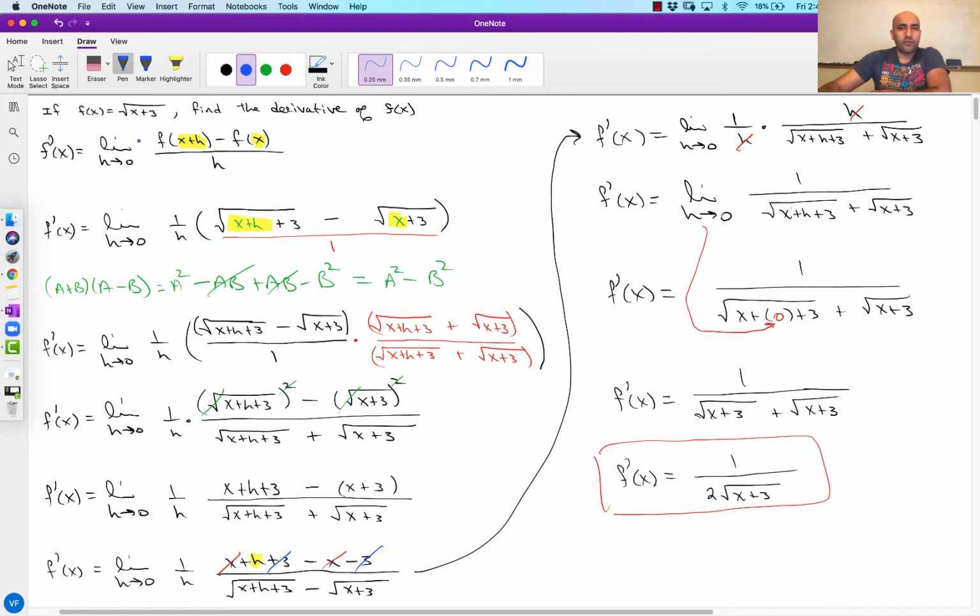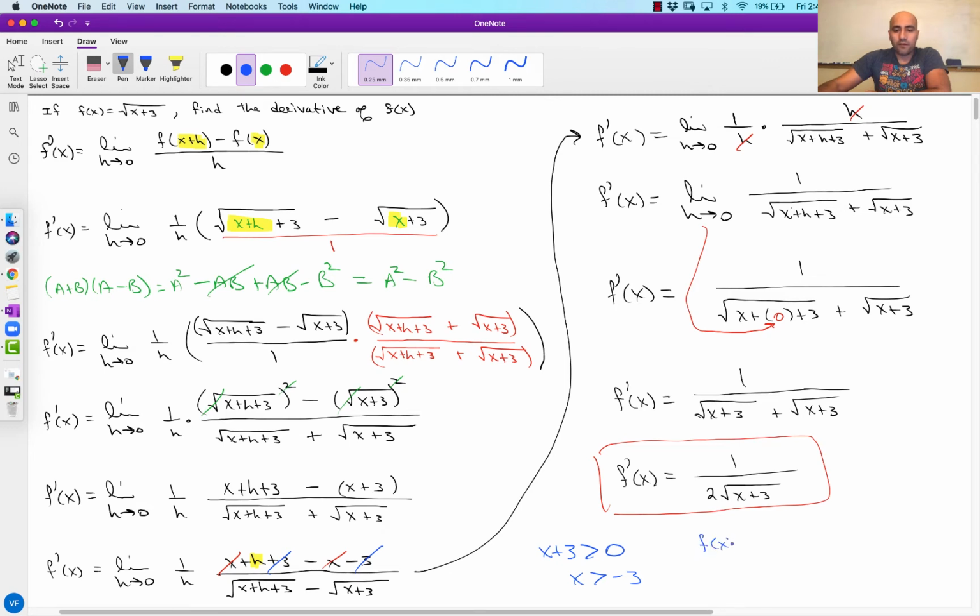Okay, so if the original function f of x is the square root of x plus 3, let's think about the domain. The domain of the square root function, because it's an even root, we want to make sure that whatever's inside is not negative. So we need to set up x plus 3 to be strictly greater than 0. If we subtract 3 from both sides, we get that x must be strictly greater than negative 3. And so that's the domain for the original function.